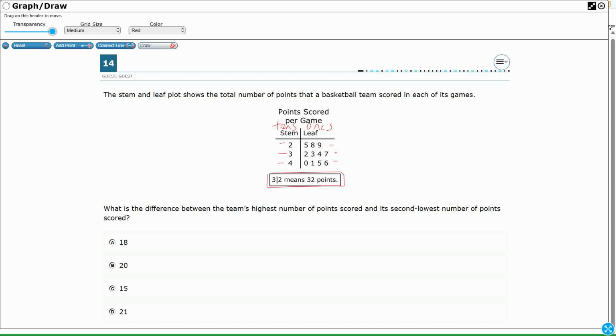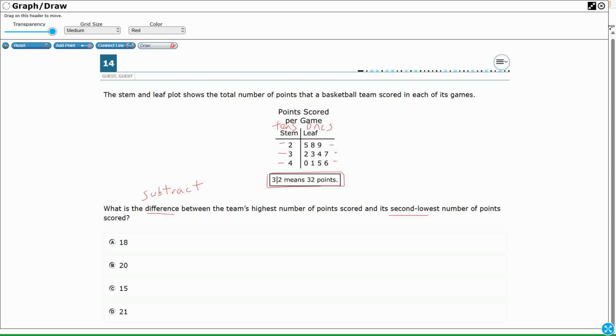Now, what are we doing with this? Well, we need to find the difference. So that tells us that we are going to compare two numbers. When we compare two numbers, we are going to subtract between the team's highest number of points scored and its second lowest number of points scored. Okay, so that is an interesting thing here. A lot of times when we see a problem like this, we'll see the highest and the lowest, and that's the range. But this is the highest and the second lowest.